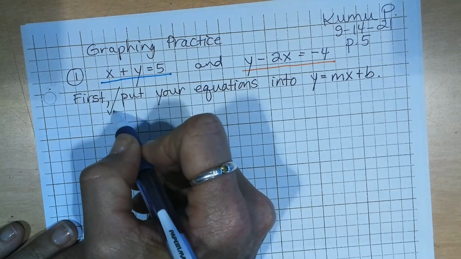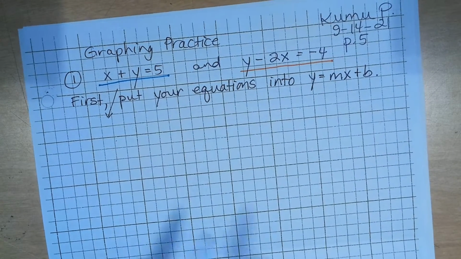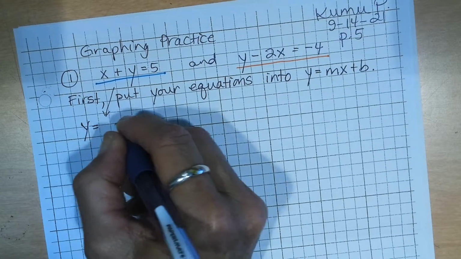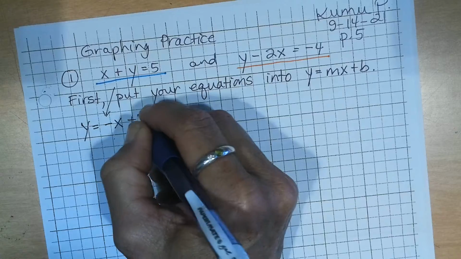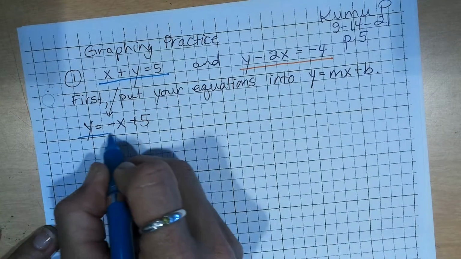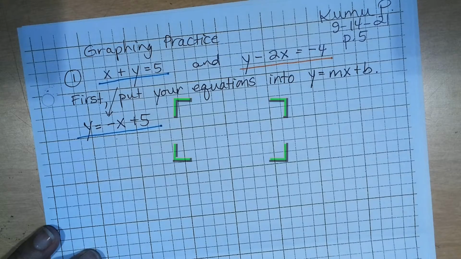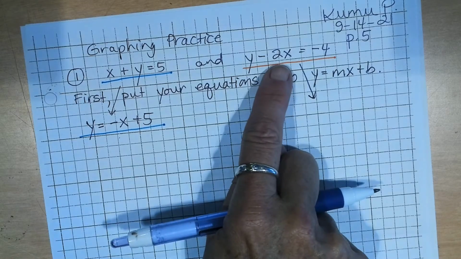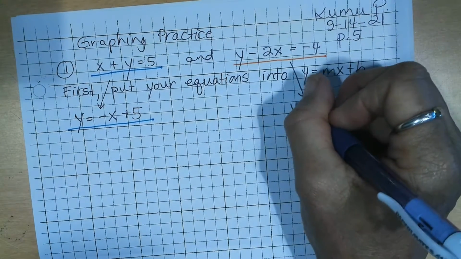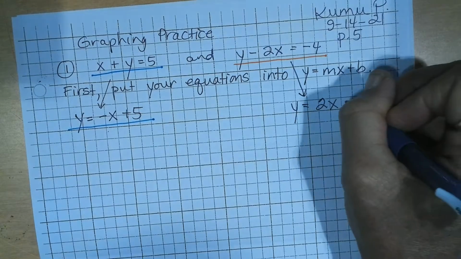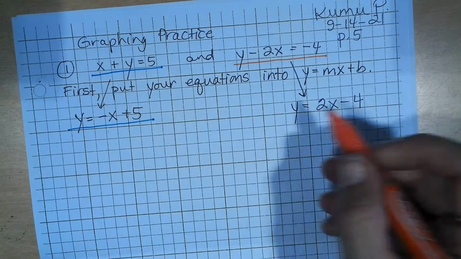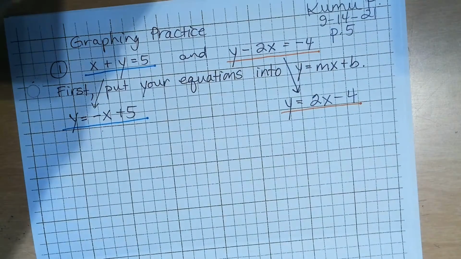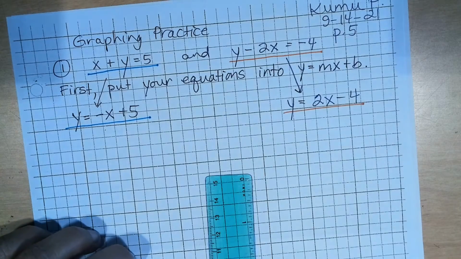So I'm going to come over here. And to get y by itself, I'm going to subtract an x. So this is now y equals negative x plus 5. That gives me a single y. And then this one over here, in order to get y alone, I'm going to add 2x to both sides. So this one is y equals 2x minus 4. Any questions on that? All right.